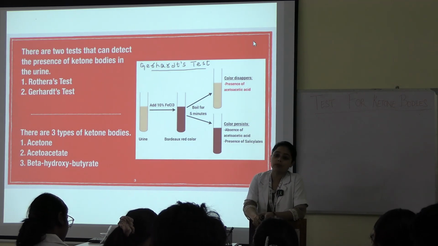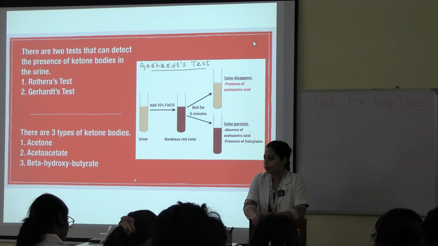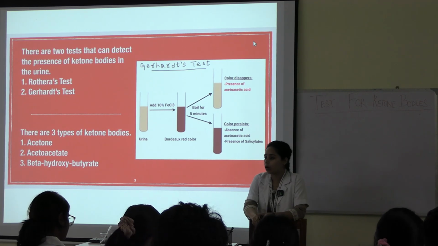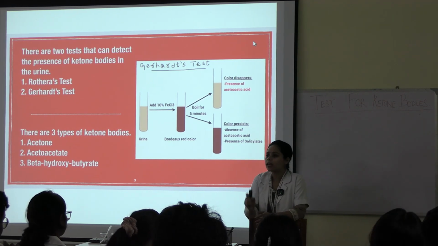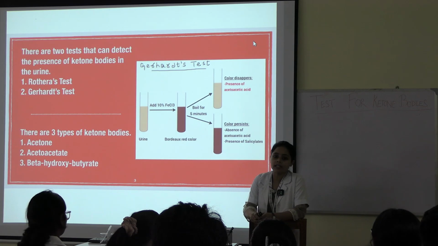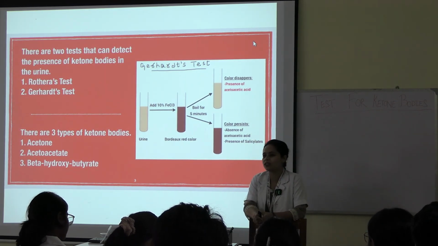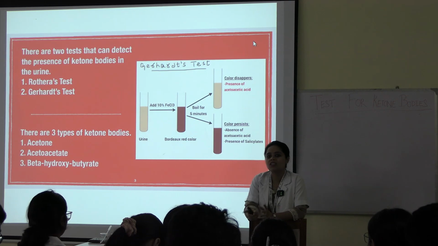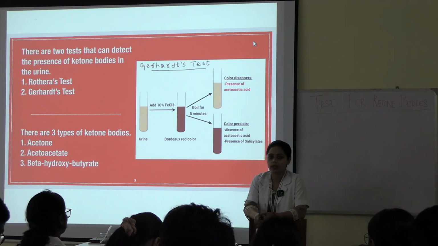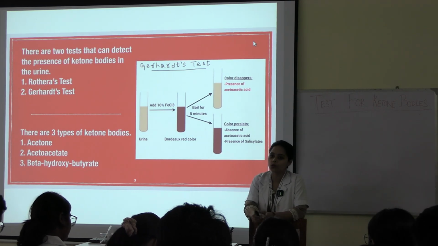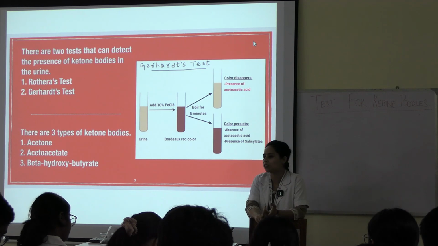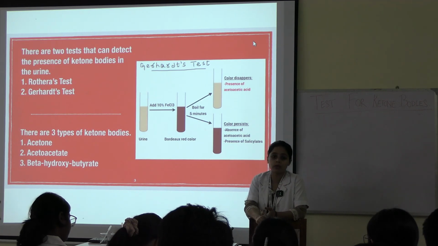But the question is why we don't perform this test. The drawback of this test is that it only detects acetoacetic acid. It will not show you the presence of acetone. This is why we don't do it. But in Rothera's, you will get the presence of both acetone and acetoacetic acid. You might get a question on why we don't do it.